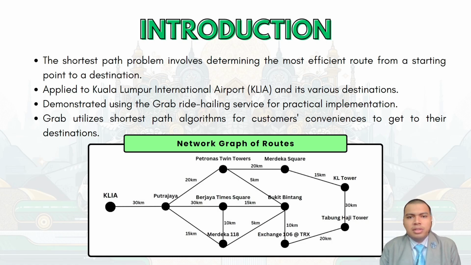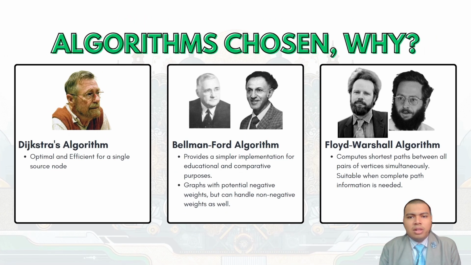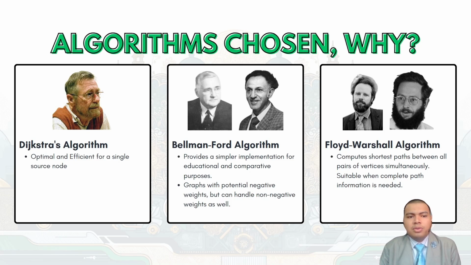So next, let's go to the algorithm chosen. Why? Actually, we have chosen 3 algorithms for determining the road planning. For the first, we have chosen the Dijkstra algorithm. Why did we choose that? Because it is optimal and efficient for a single source node.